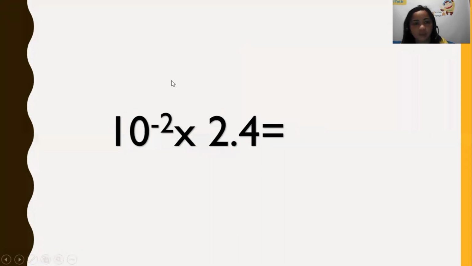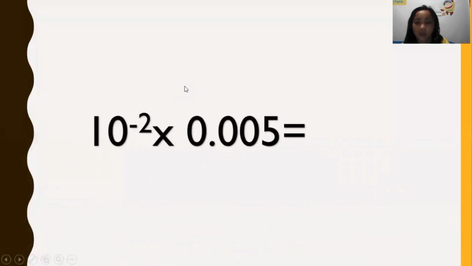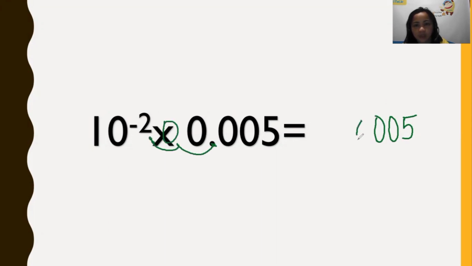Let's have another example. 10 raised to negative 2 times 5 thousandths. So, kopyahin natin si 5 thousandths. 1, 2, 5. So, ito yung decimal point niya. Dalawang move. 1, 2. So, dagdag pa tayo ng dalawa. 1, 2, and another 0 here. So, the answer is 500 thousandths.